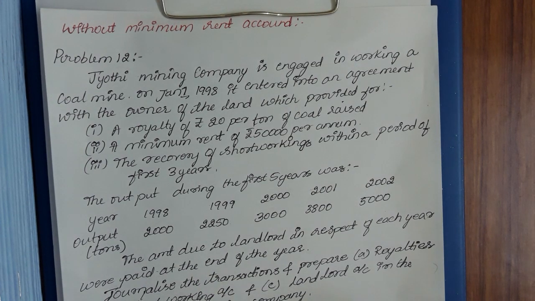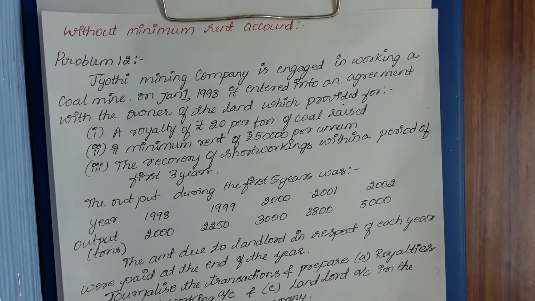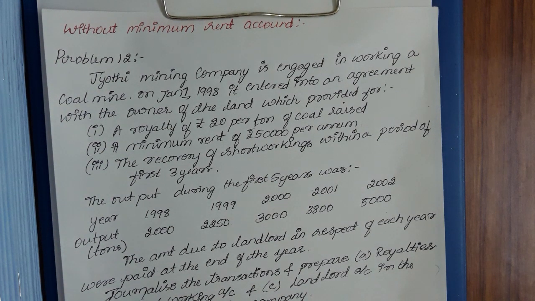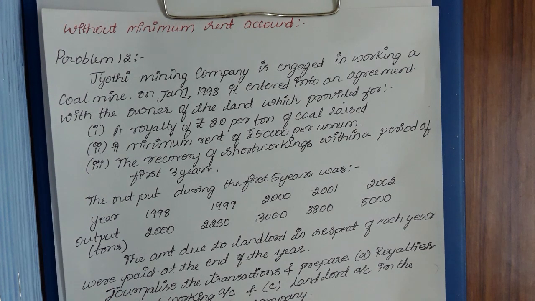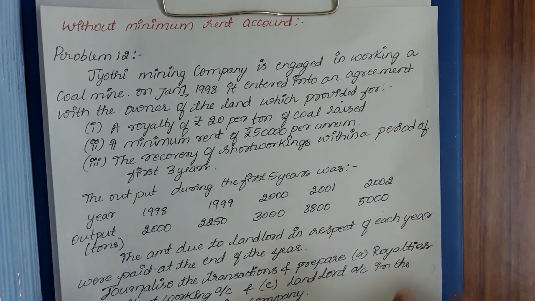So welcome back, students. As you all know, we have started without minimum rent account: when there is a without minimum rent, how to calculate the royalty accounts, how to prepare the journal entries, and how to prepare the ledger accounts. I hope you have seen the previous video. If you have not, please go watch that video, because otherwise it would be very difficult to understand this, or you might get confused why it is like this.